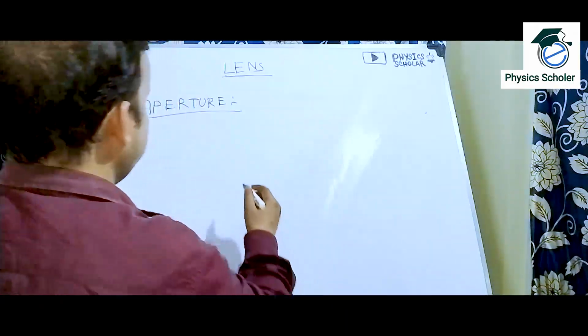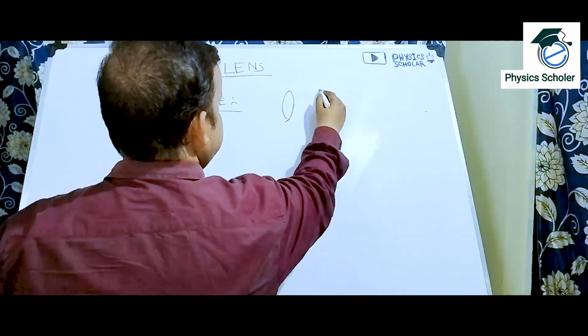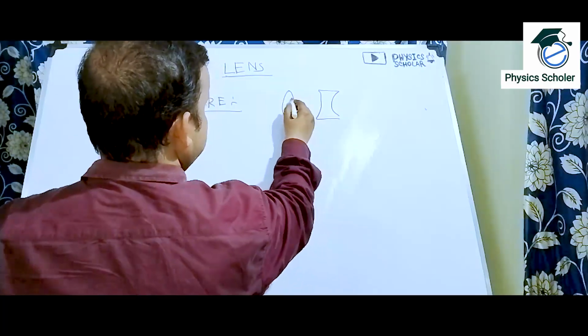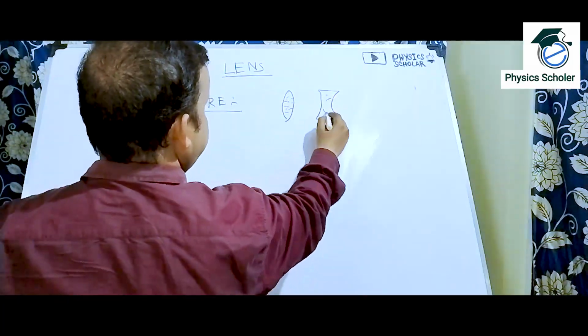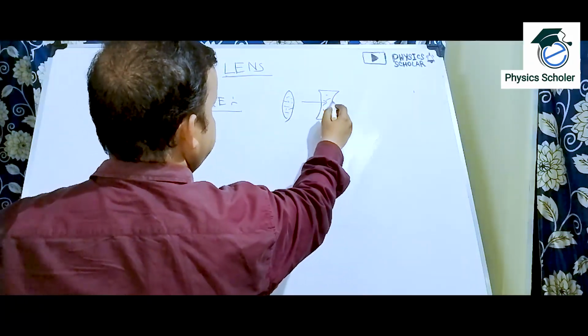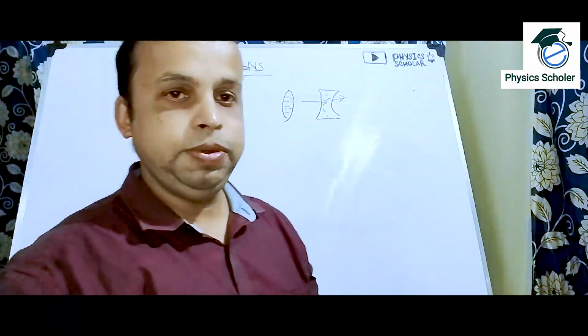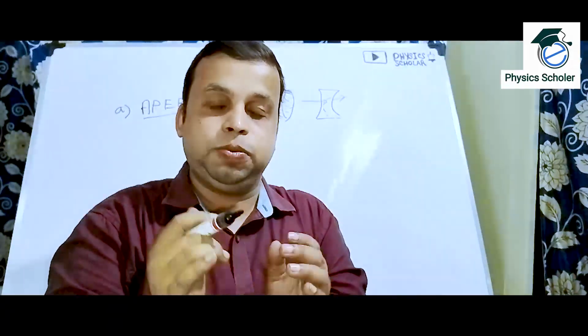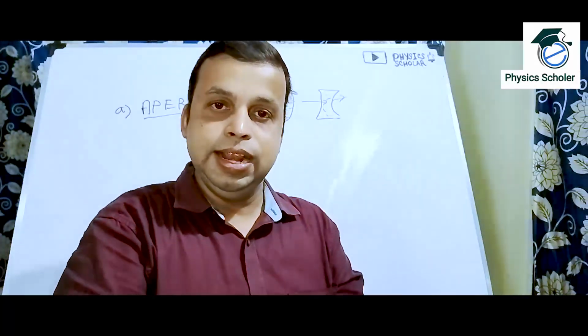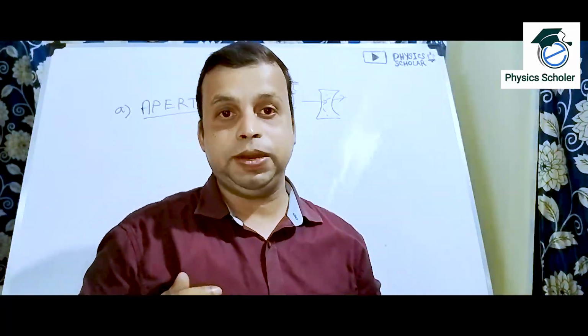So these are the two types of lenses, and these are the effective widths of the lens. If a ray of light enters, then what will happen? The refraction takes place. So that means the effective width of the lens from where the refraction takes place is known as the aperture of that particular lens.